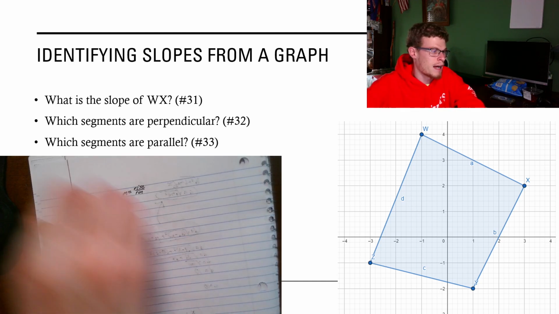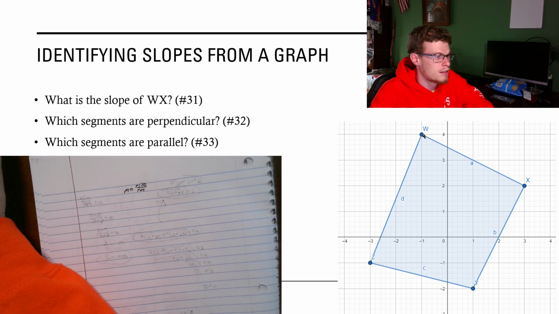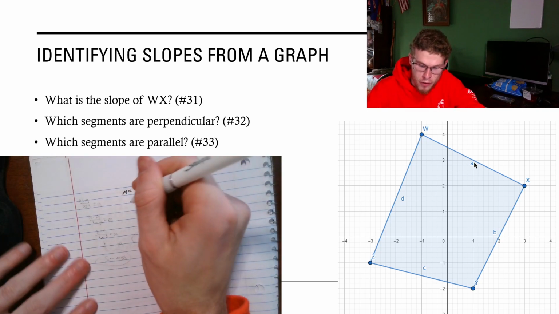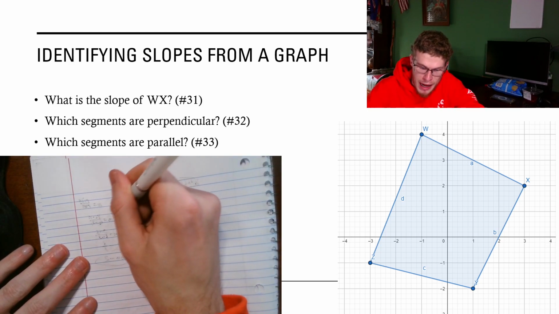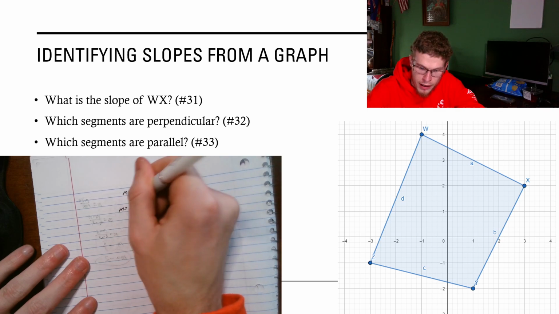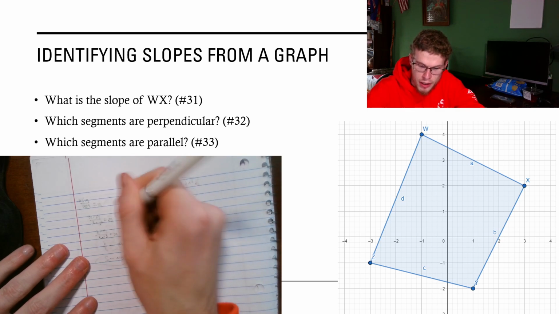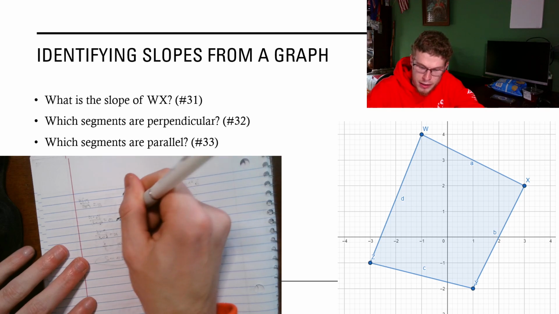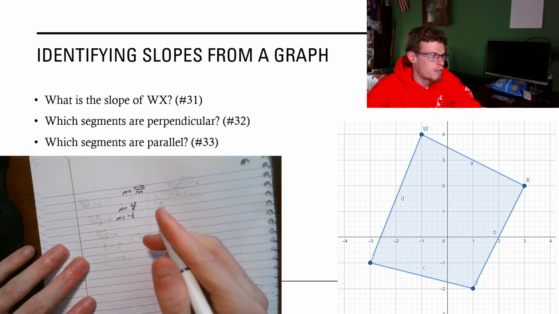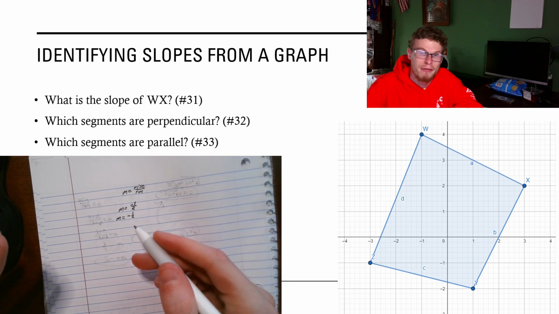Alright, so let's calculate the rise here. Starting at W, you're going down 1 over 2. Okay? So down 1 over 2 means that my rise is negative 1 and my run is 2. So I would guess that my slope is going to be negative 1/2 based on just looking at the graph.